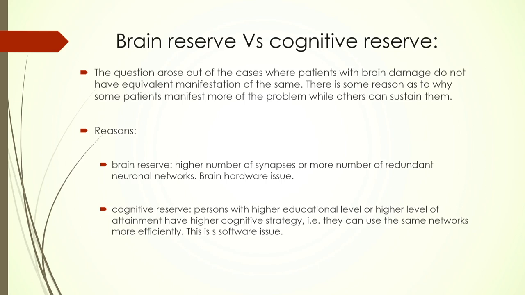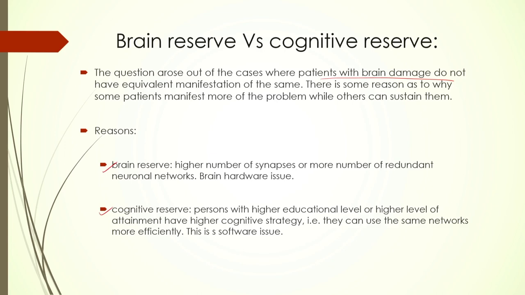So what are those mechanisms? What could probably be happening? There are two main theses in this domain that talk about what probably stops some elderly people from manifesting those telltale signs. Not all patients with brain damage manifest the disease similarly. So, one theory deals with the idea of brain reserve, and the other theory deals with cognitive reserve.